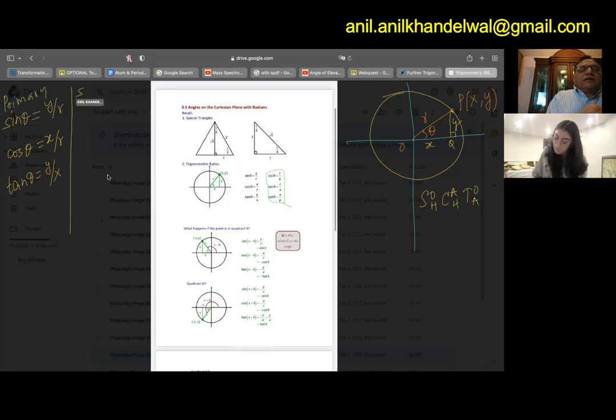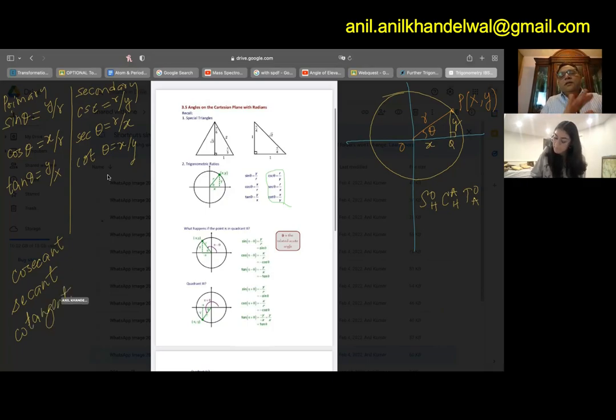Reverse of them is called secondary. So, secondary means 1 over sine, and the name is cosecant. So we write cosecant, and reciprocal means r over y. Do you see that? Hypotenuse over opposite. Secant is r over x. Cotangent is x over y. So these are called cosecant, secant, and cotangent.